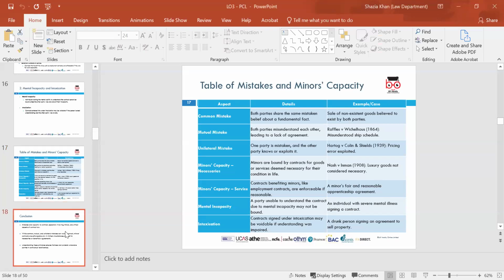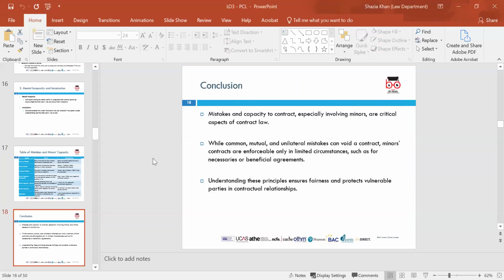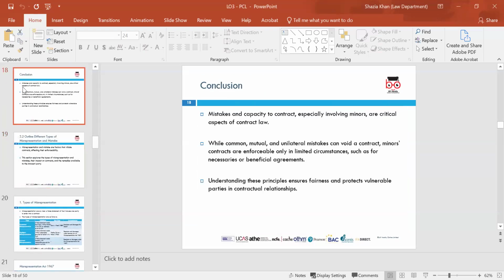So in conclusion, mistakes and capacity to contract, especially involving minors, are critical, and the courts will look at this properly. They would make sure to consider whether the contract was a mistake, which type of mistake it was when the contract was made, was it a minor, was they intoxicated? So they want to try and protect the vulnerable people in the contractual relationship.